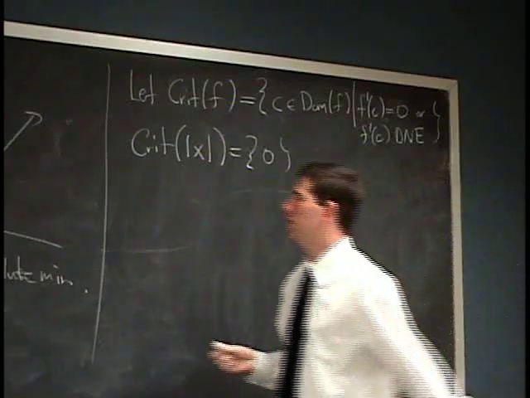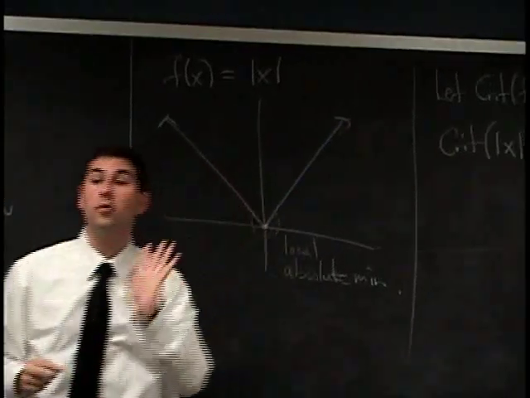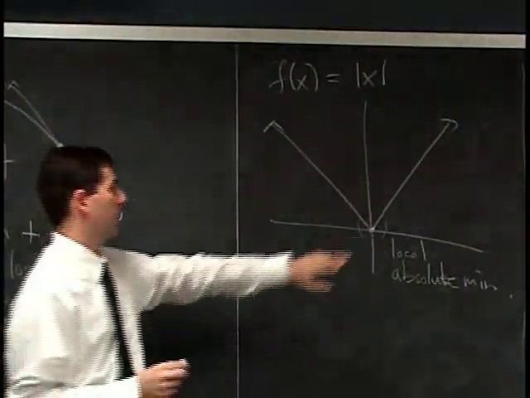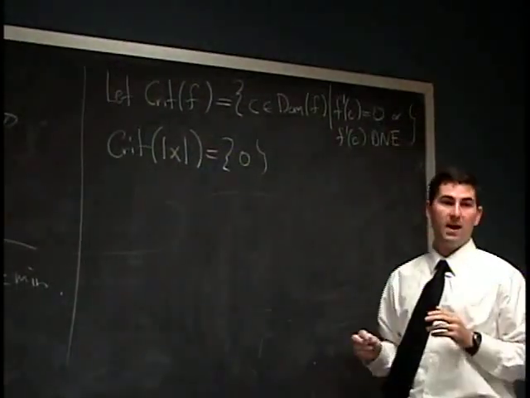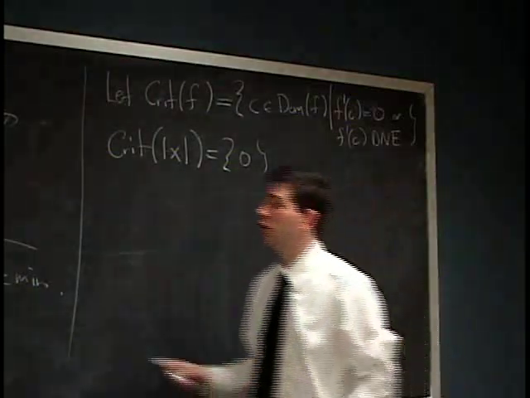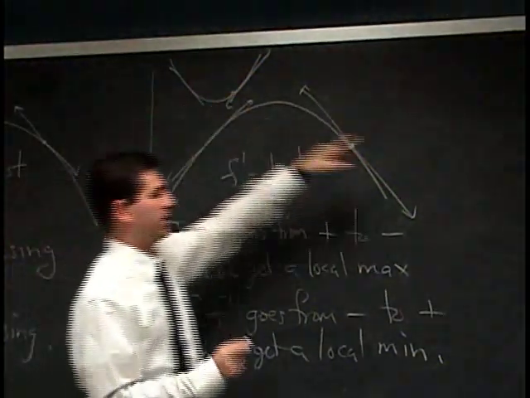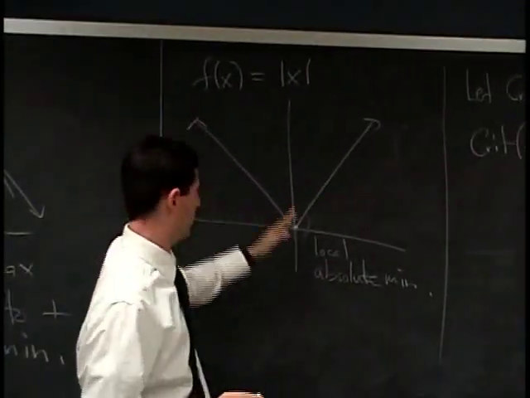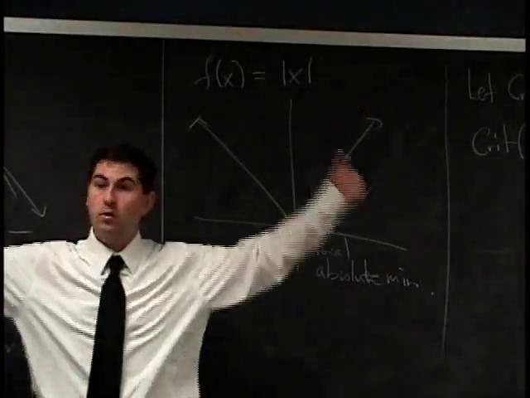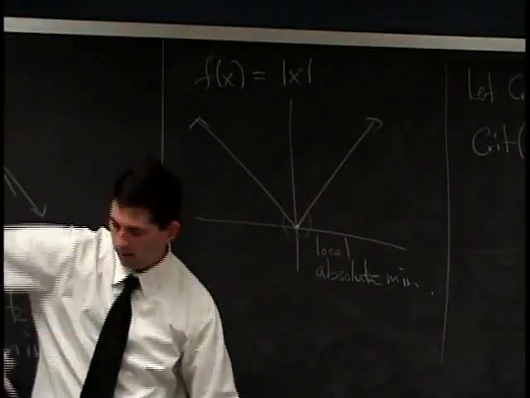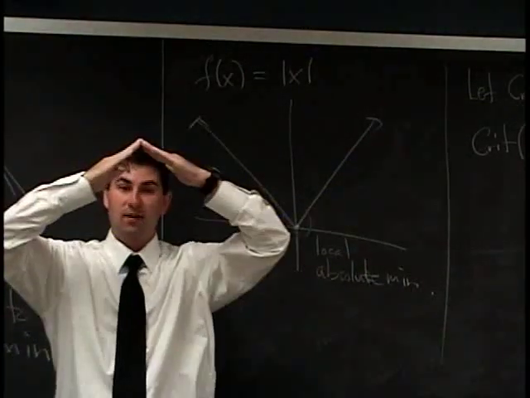So even if you didn't know what this graph looked like, you could say, well, I know that the derivative doesn't exist. And so I know that this is the only possibility for a local min or a local max. And then you could use the first derivative test to check it. You just look, okay, what's the derivative on the left side? Well, it's negative. What's the derivative on the right side? Well, it's positive. It goes from negative to positive, therefore it's a local minimum. Negative, positive, minimum. If it was positive and negative, it'd be maximum.